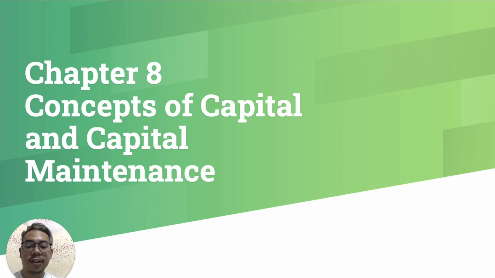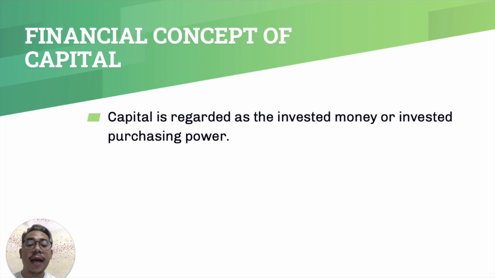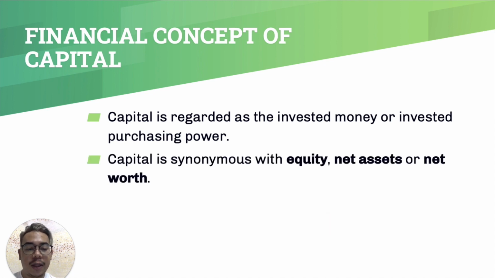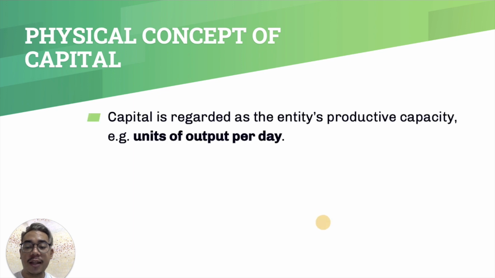And finally, the last chapter is concepts of capital and capital maintenance. There are two concepts of capital. The first concept is the financial concept of capital. In this concept, capital is regarded as the invested money or invested purchasing power. It is synonymous with equity, net assets, or net worth. The second concept is the physical concept of capital. In this concept, capital is regarded as the entity's productive capacity. Example, units of output per day.